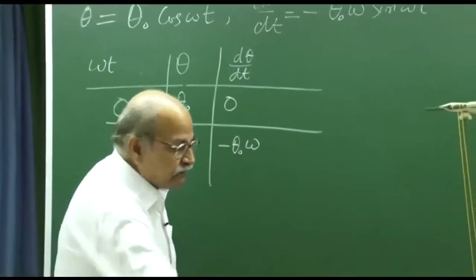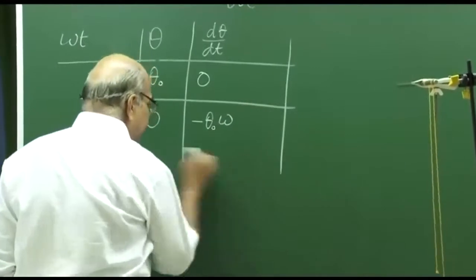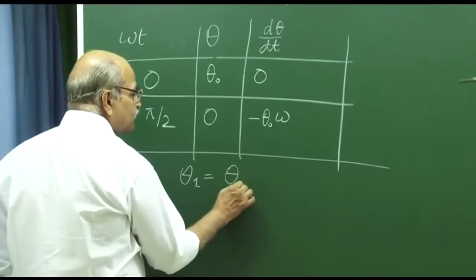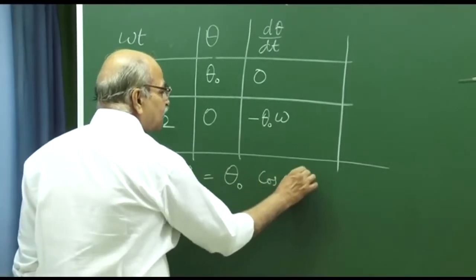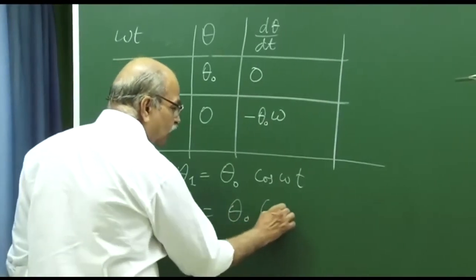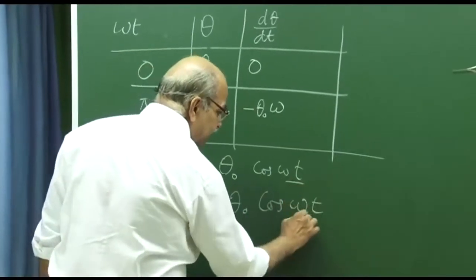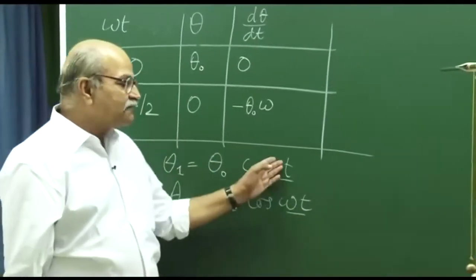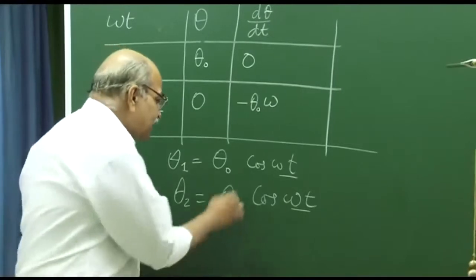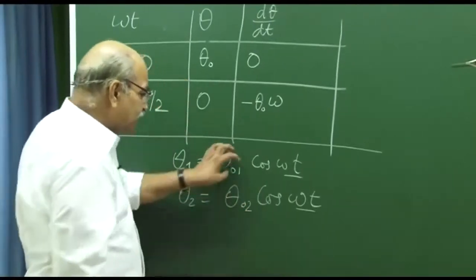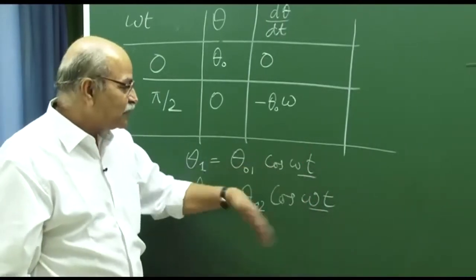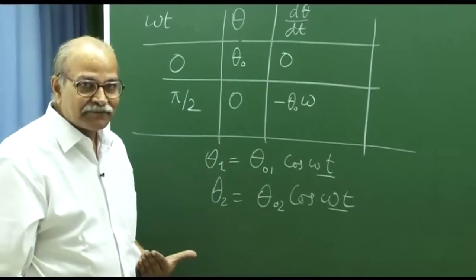So we say that for the first pendulum, theta 1 is equal to theta naught cos omega t, and for the second pendulum theta 2 is theta naught and also cos omega t. So this phase and this phase, they are the same, phase difference is 0. If the amplitudes are different, this will be theta 01, theta 02, different amplitudes possible, but still they will be in phase. They will be called in phase if they are going together and coming back together.